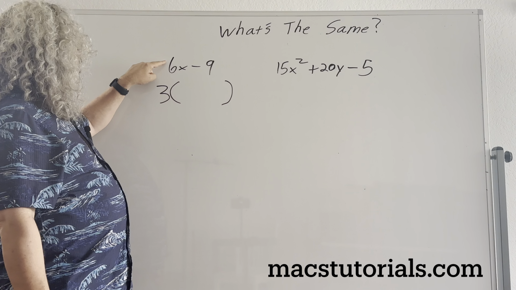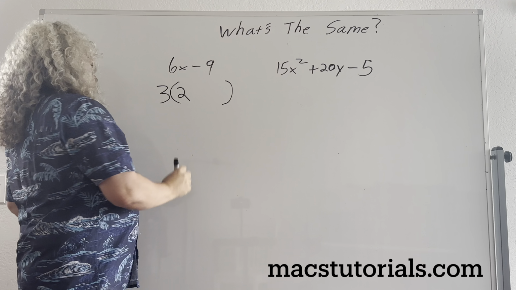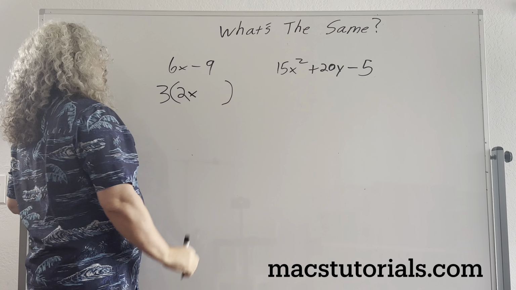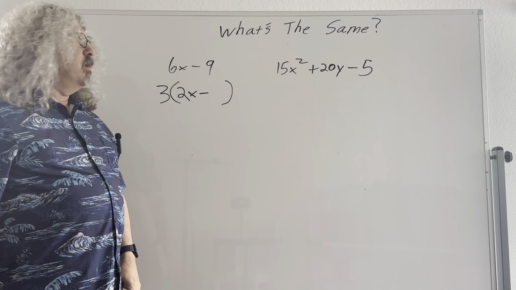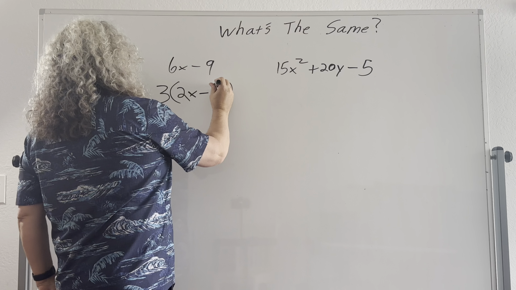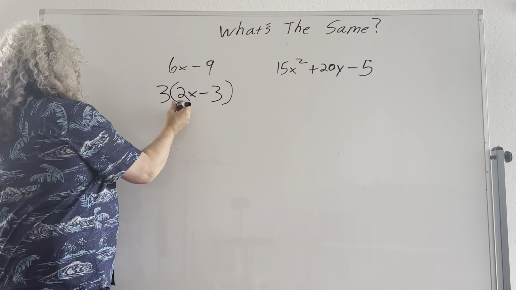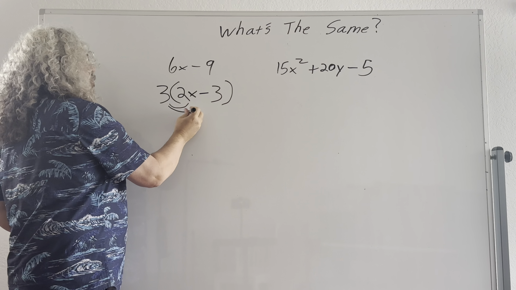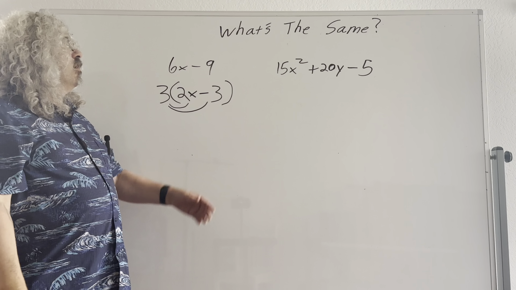If I take a 6 and I divide by 3, what's left over? The answer is 2. And I had an x, I didn't pull them out, so my x is left over. Minus, I have a minus there, so I'm going to keep a minus right there. And now I have to ask myself, what's 9 divided by 3? And that's going to be 3, and that is my answer. So if you also want to double check, distribute it. What's 3 times 2x? 6x. What's 3 times negative 3? Negative 9. Okay? Let's try another one.